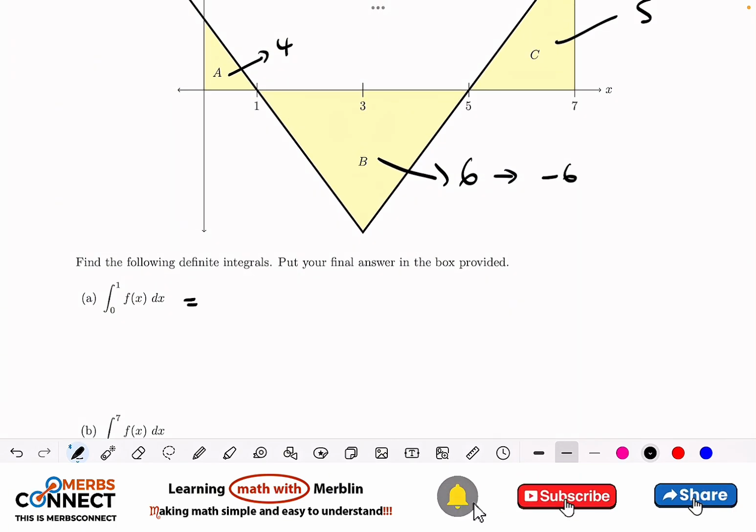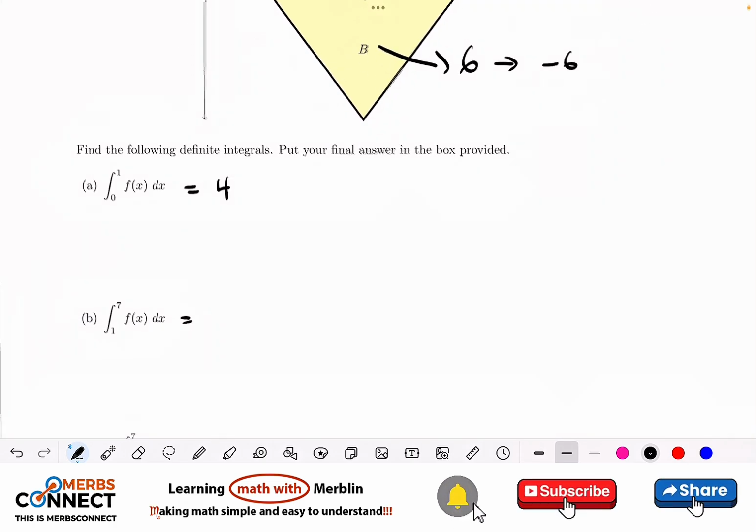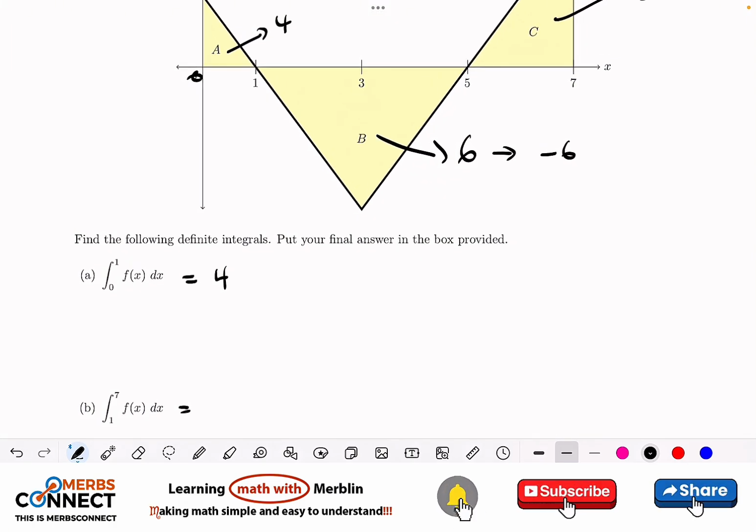So now what is the area here? The area here is the one from 0 to 1. So from 0 to 1, the area is 4. So we are just going to have 4. Very simple, right? Then we need to look at the area from 1 to 7.